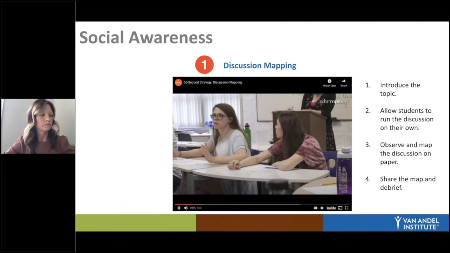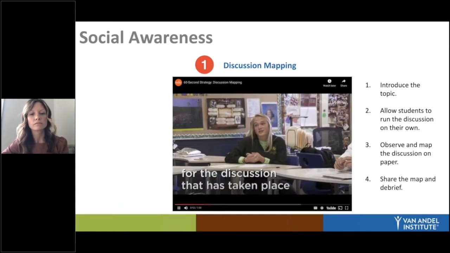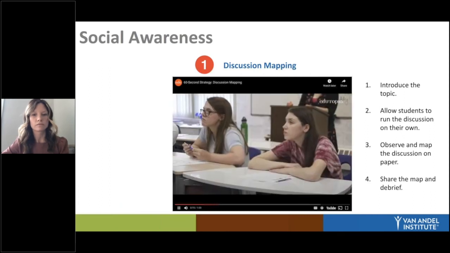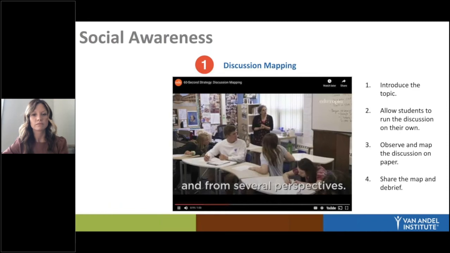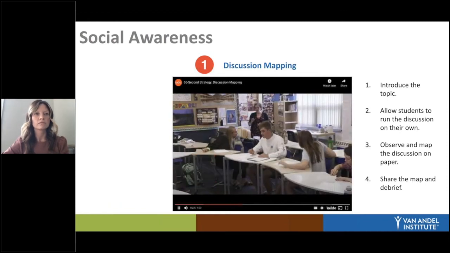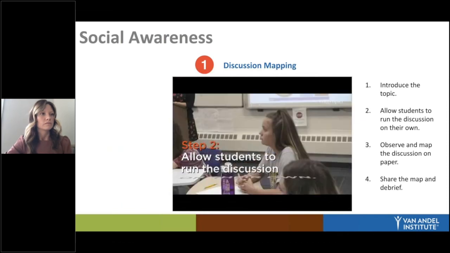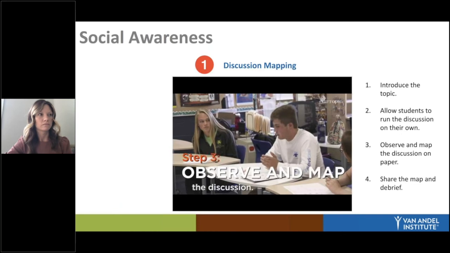So discussion mapping is a way to give students a visual for the discussion that has taken place in real time. This discussion technique allows them to think deeply and from several perspectives. So the first thing I do is introduce a topic that I want students to focus on. The discussion for today should be, it's entirely up to the students to keep the discussion moving. What do you guys think was the clear? In the meantime, I'm mapping that discussion.